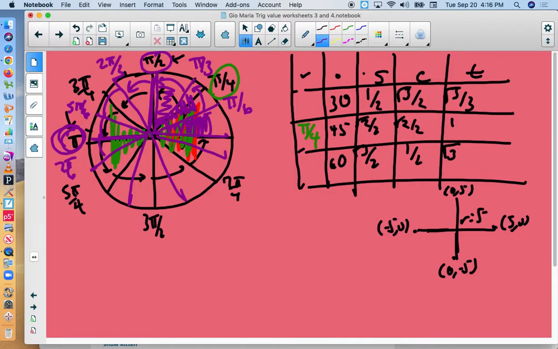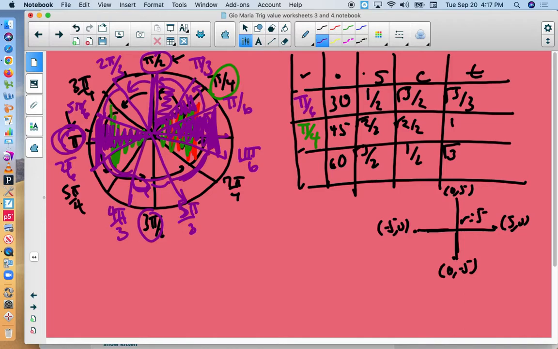7 pi over 6. This one is 8 pi over 6. 9 pi over 6, 10 pi over 6, 11 pi over 6. So in purple, these ones that are over 6 are all 30 degree reference angles. Pi divided by 6 is like 30 degrees.